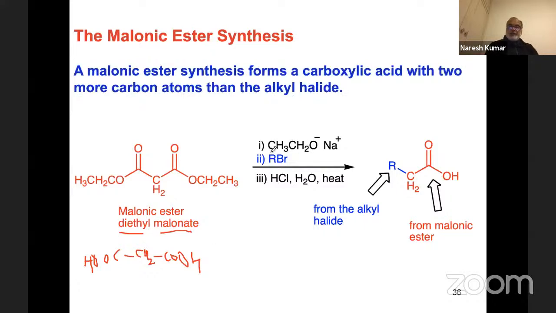If you take the base, which I just told you we generated in the last slide, you will remove this proton here from the CH2.